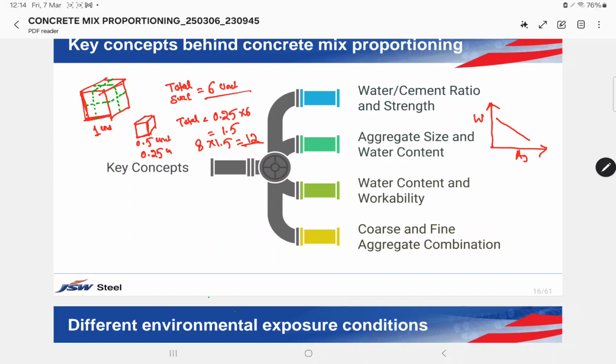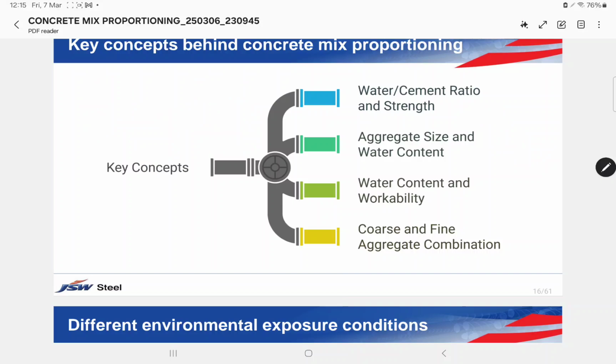What it means is that if I reduce the size of aggregate, there will be an increase in the surface area, and the more the surface area, the more water will be required to coat the surface of that aggregate. So we can say that as the size of aggregate increases, your water demand reduces, and if the size of aggregate reduces, the water demand will increase. So this is concept number 2.